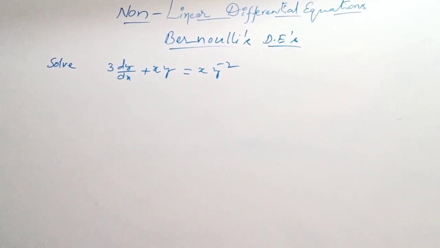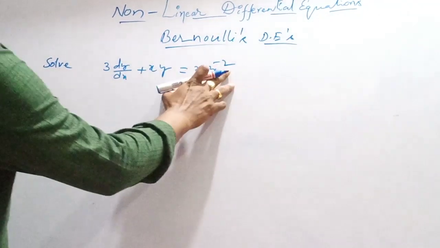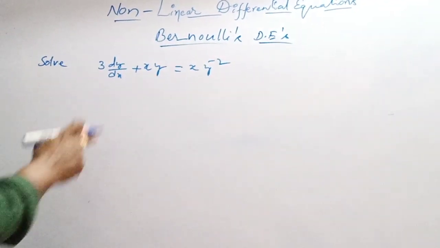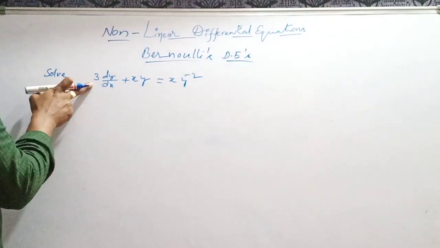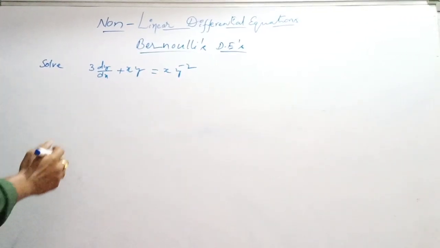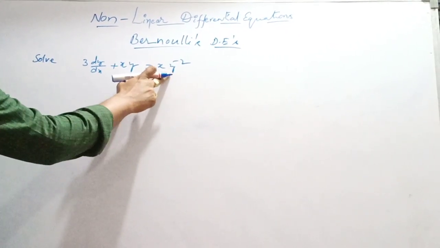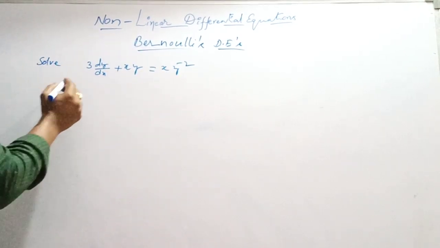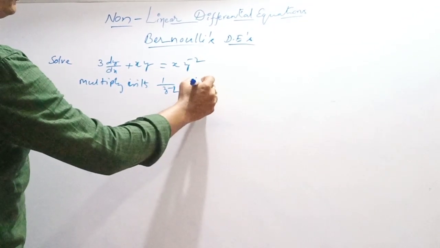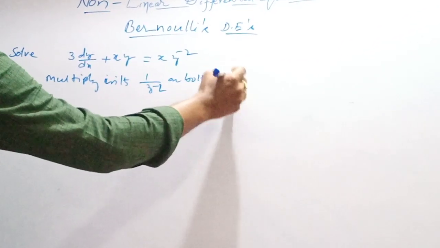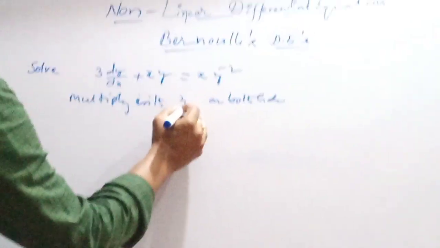3 into dy by dx plus x into y equal to x into y to the power of minus n, where minus n is minus 2. This is nothing but Bernoulli's differential equation. You can reduce this equation into linear differential equation form by multiplying by y to the power of minus 2, that is, 1 by y to the power of minus 2 on both sides. Or you can multiply with y square on both sides.